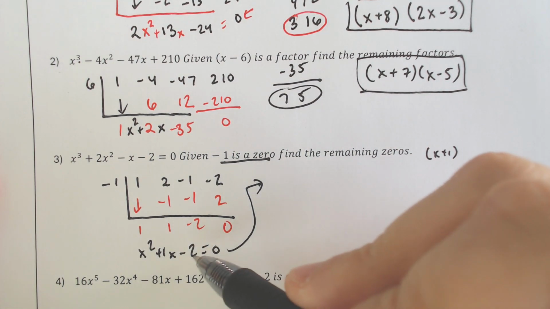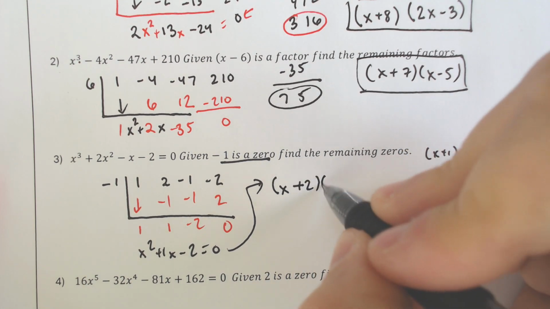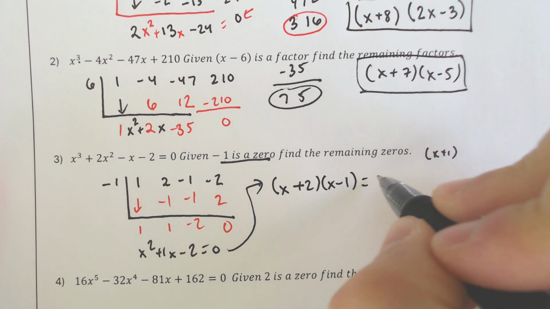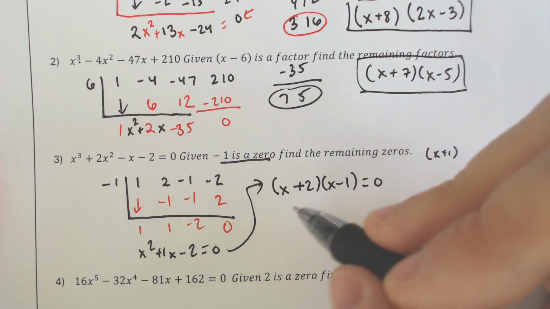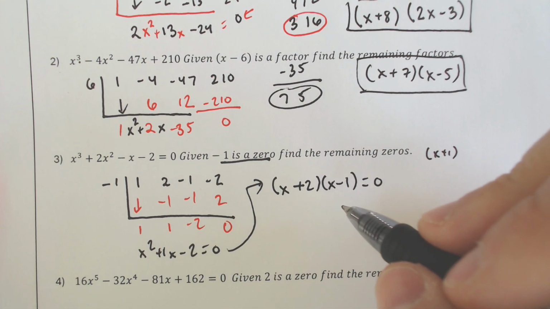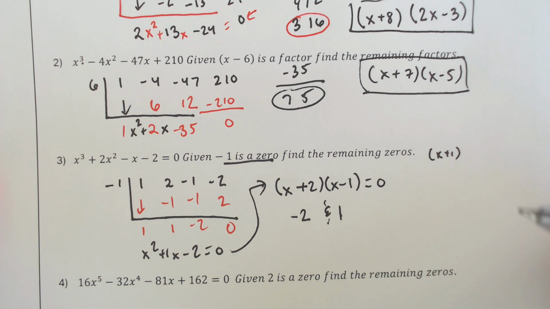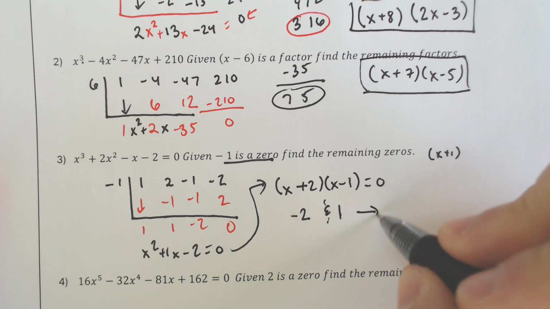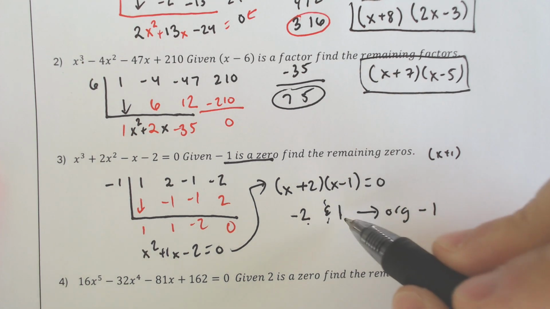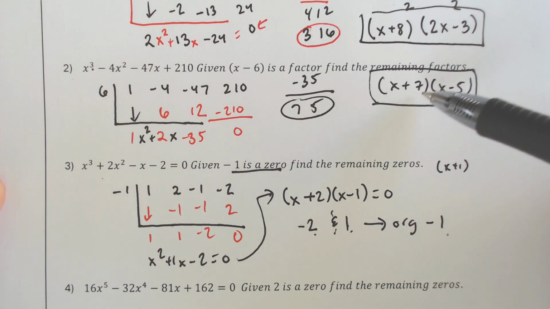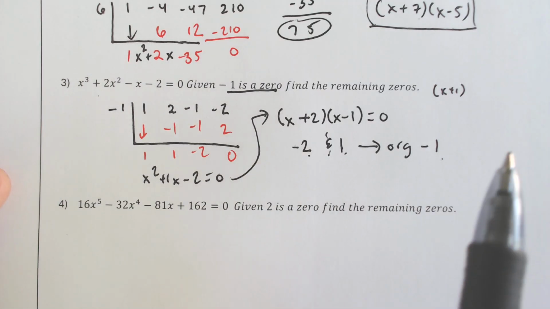And in this one, what multiplies to negative 2 but adds to 1 is going to be positive 2 and negative 1. So that would multiply to negative 2 and add to positive 1. But again, we're not looking for the remaining factors. We're looking for the remaining zeros. So the remaining zeros would be negative 2 and positive 1. And then the original 0 that it provided us with was the negative 1. You get 3 zeros for an x to the third. We had 3 factors for an x to the third, so on and so forth. All right. Next one.